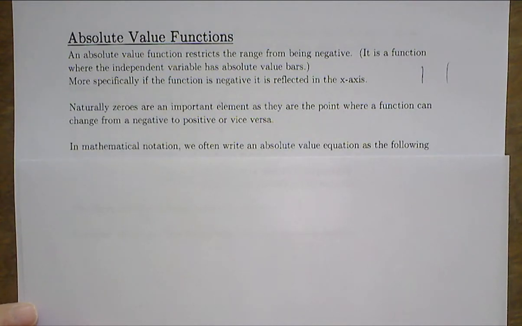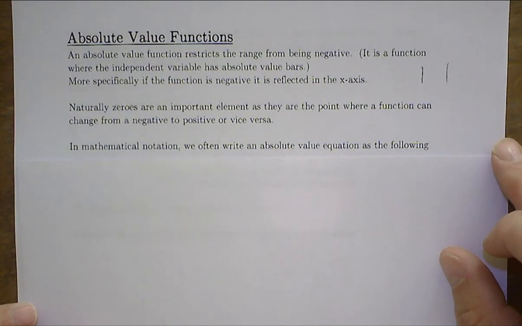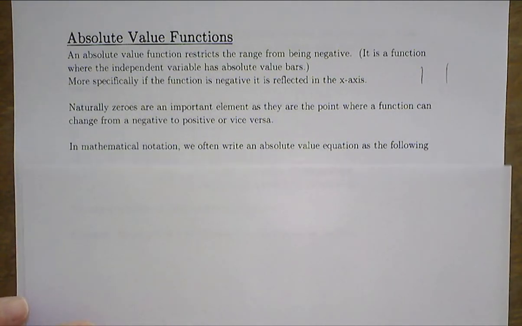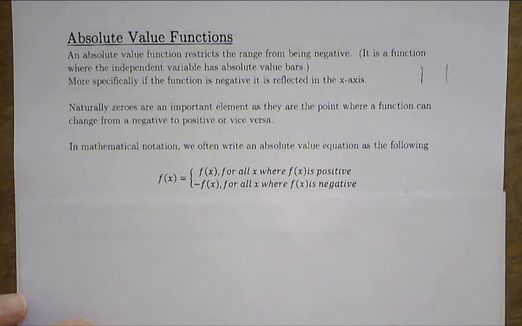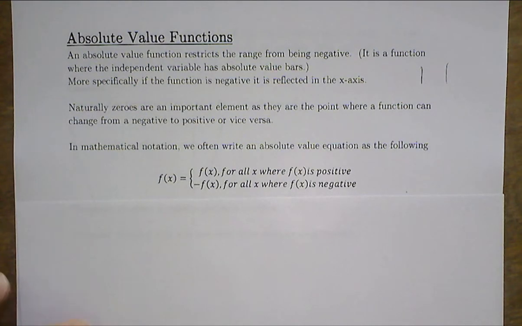So in mathematical notation, we often write absolute value functions as a piecewise function. Now this bit of notation looks a little bit daunting, but it says f of x is equal to f of x for all x where f of x is positive, and it's going to be equal to negative f of x for all x where f of x is negative.